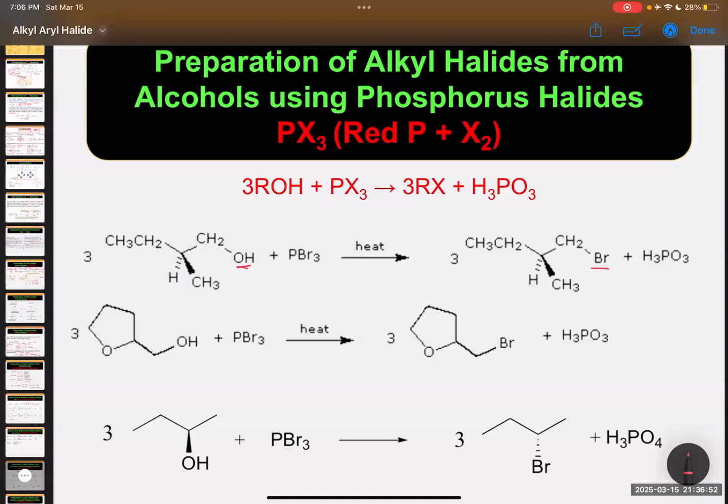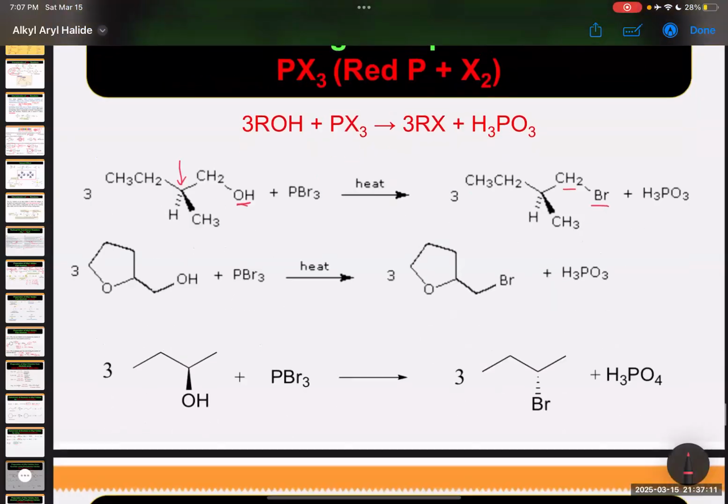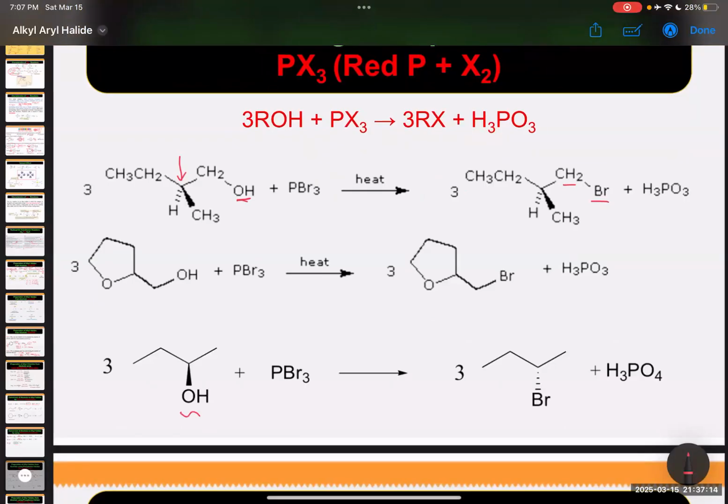is being converted to Br, but this is not a chiral carbon because this is CH2. The chiral carbon is here, and if the chiral carbon is there and the reaction is not taking place on the chiral carbon, inversion will not happen. Inversion is going to happen only if you have a chiral carbon. For example, this one, this OH is present on a carbon which is connected to 4 different groups.